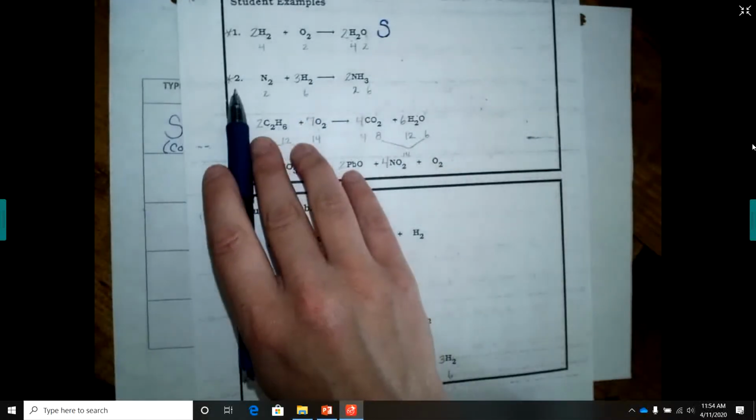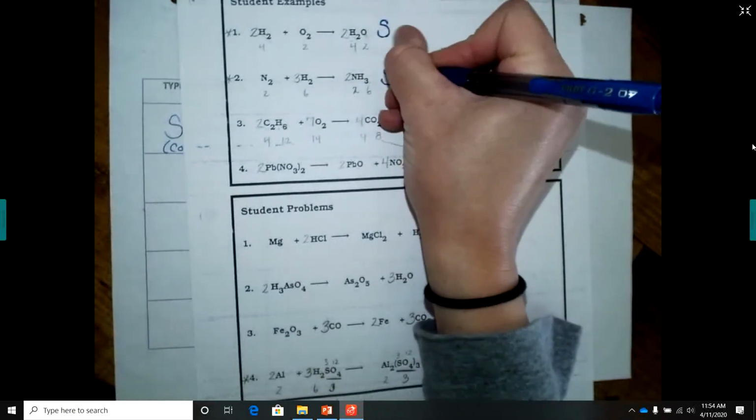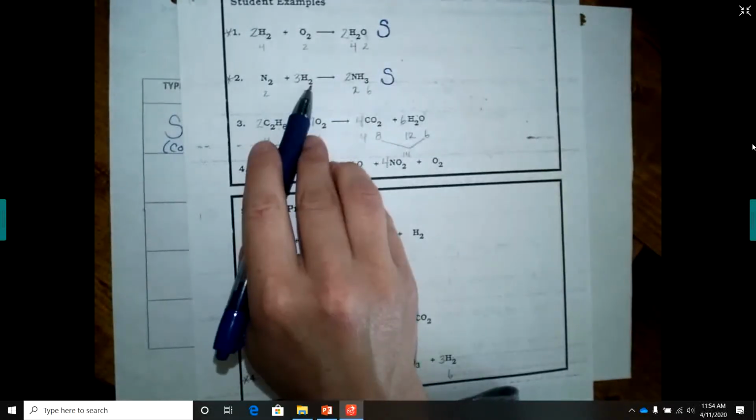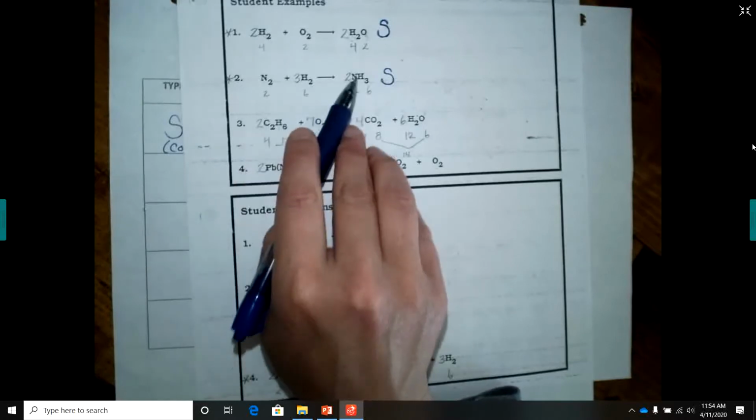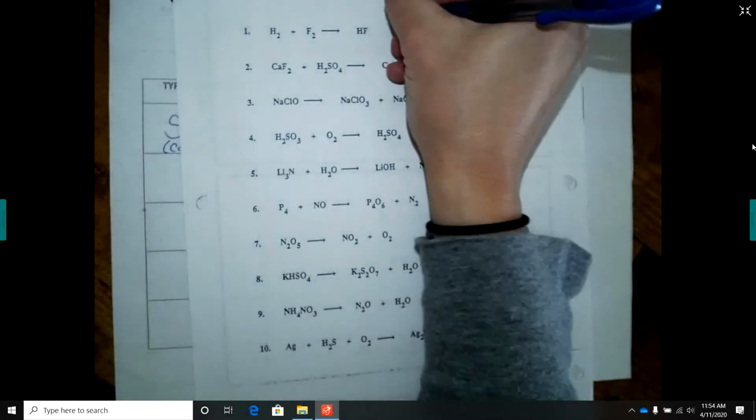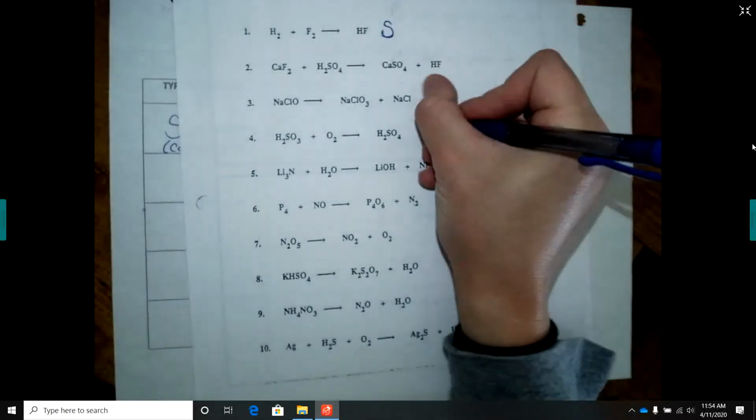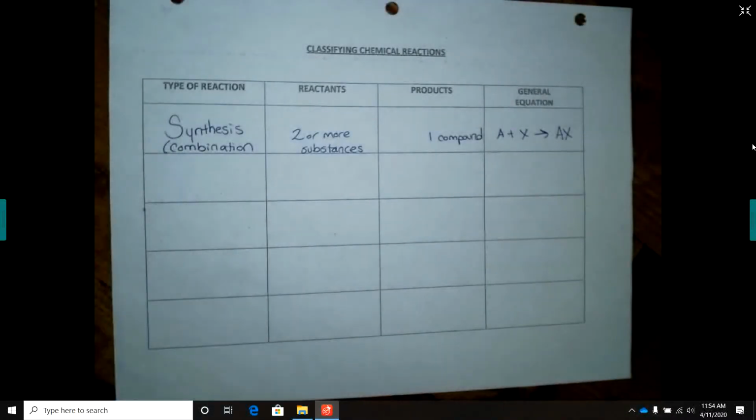Number 2 is also a synthesis reaction. You have nitrogen and hydrogen, 2 reactants, they come together to make one product. There aren't any more on the front side of this sheet. If you turn to the back, the very first one is synthesis. Number 4 is a synthesis reaction. And that's it. So that's your first type of reaction, synthesis.